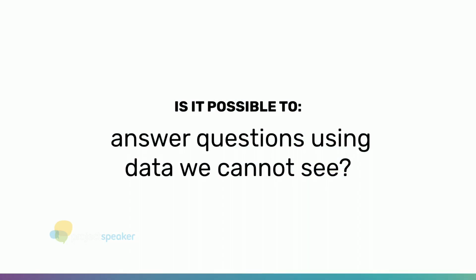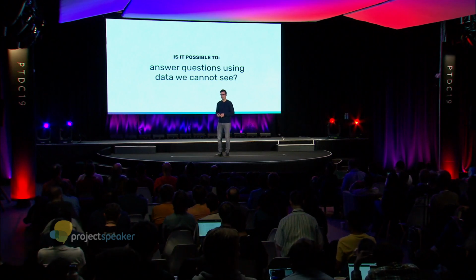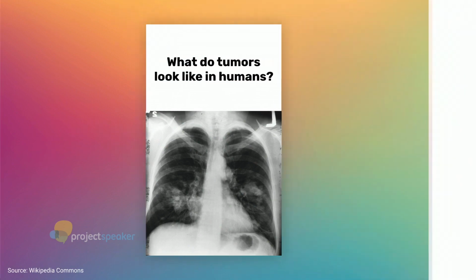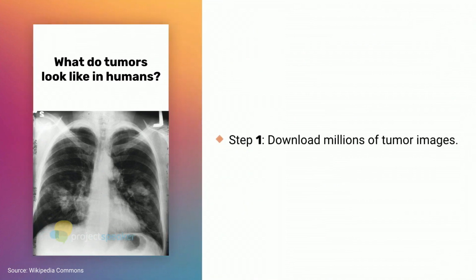Specifically, we're going to be asking the question, is it possible to answer questions using data that we cannot see? Using data that we don't have access to. Let's start with an example. Let's say we wanted to answer the question, what do tumors look like in humans? Well, the answer to this question is pretty complex, so perhaps we'll train a classifier to be able to identify tumors in images. Step one for this would be to acquire a training data set.